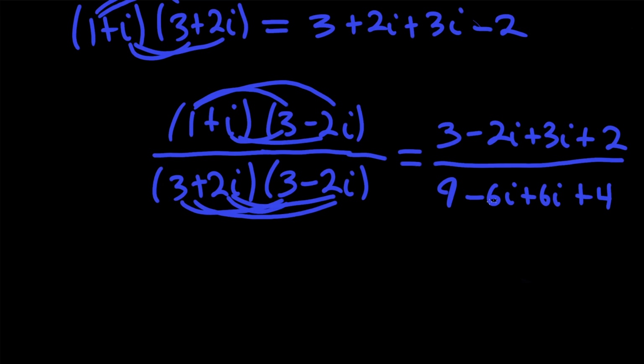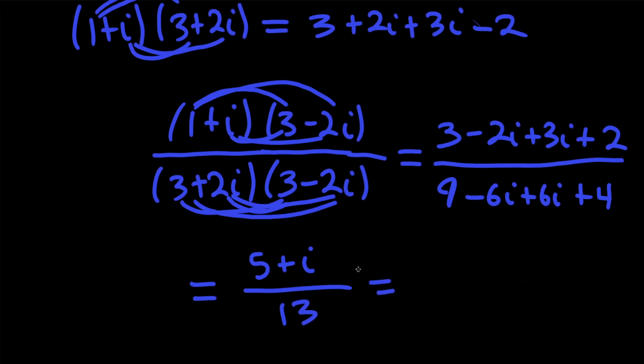Now let's go ahead and combine like terms and then simplify the fraction, and we can go ahead and get our new complex number. So 3 plus 2 is 5, and then we have negative 2I plus 3I, which is 1I, or just I. So we have 5 plus I in the numerator, and then in the denominator, notice that negative 6I plus 6I equals 0, so those cancel out, and we're just left with 9 plus 4, which is 13.